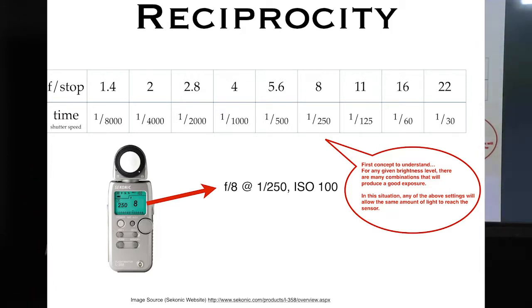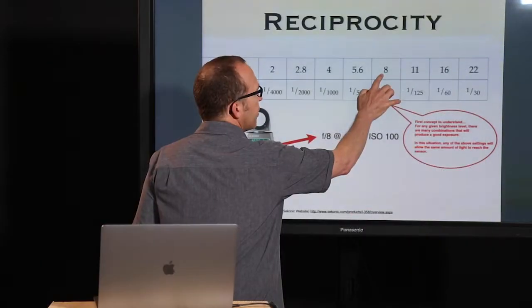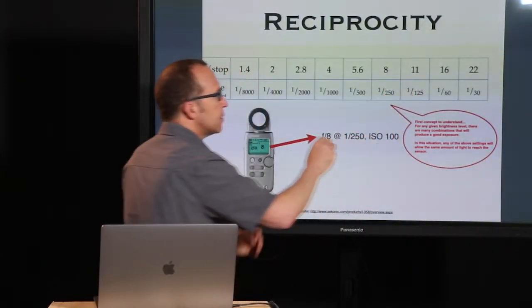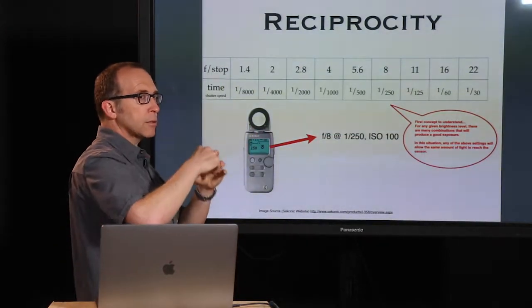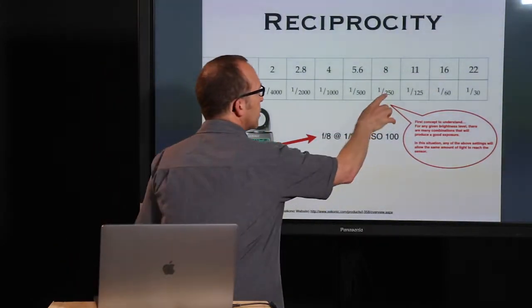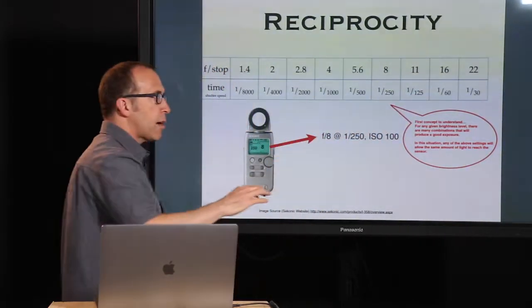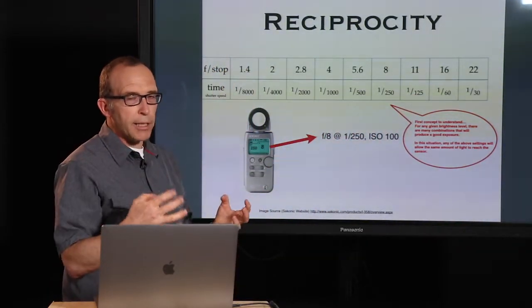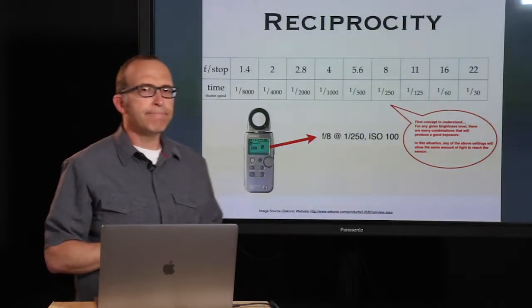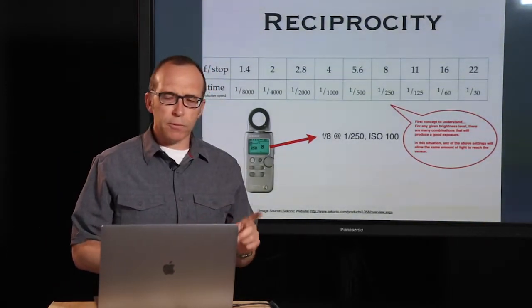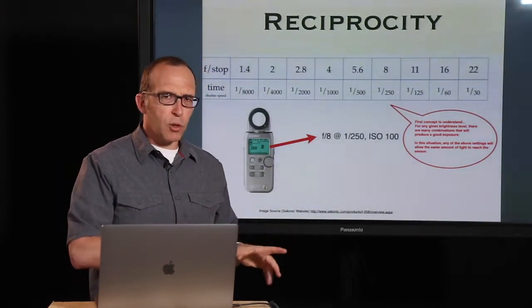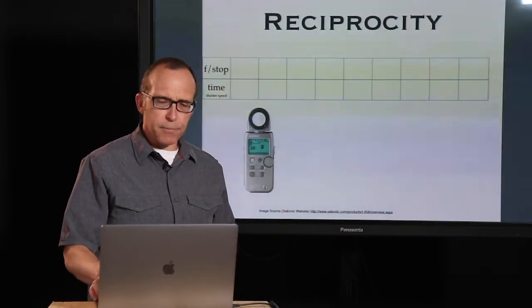Let me just back up to that. Like if you think about it, if you went from f8 to f11, that hole would be smaller, the picture would get darker. But if we slow down the shutter speed by 1 stop, the picture would get brighter again, so it'd be back to normal. Something to think about. Let's just go to the next slide. It'll start to make sense.